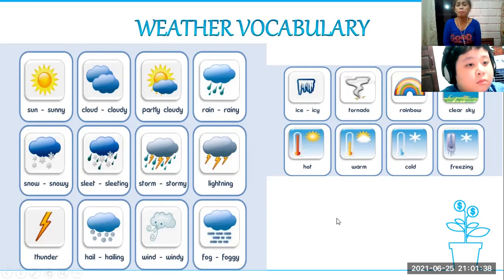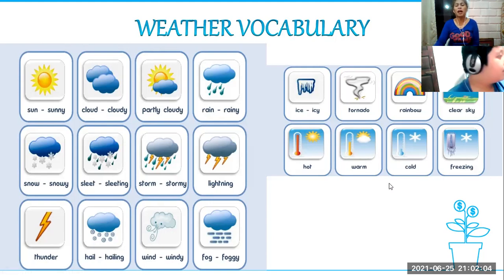So when we mention sleet, that's weather vocabulary, everything about weather. When we mention cold, warm, freezing, that's weather vocabulary. So what you have seen here on the screen are all weather vocabulary. It talks about weather. Right, Ben? Okay.